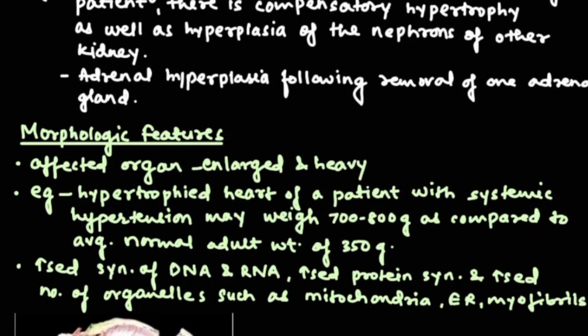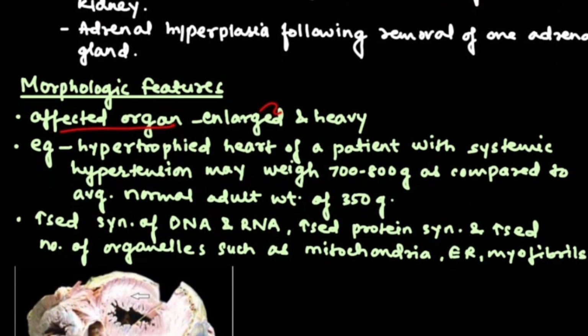Then there are some morphological features. The affected organ is enlarged as well as heavy, as you can see in this figure. Here the example is a hypertrophied heart of a patient with systemic hypertension. It may weigh 700 to 800 grams as compared to the average normal adult heart, which is about 350 grams. So this much is the difference between the normal and the hypertrophied heart.